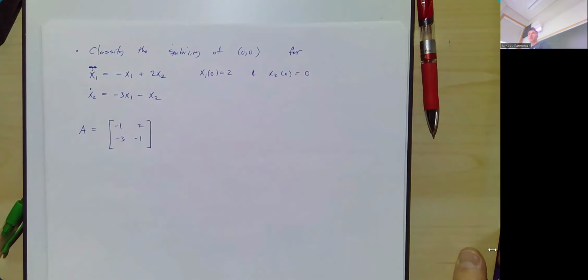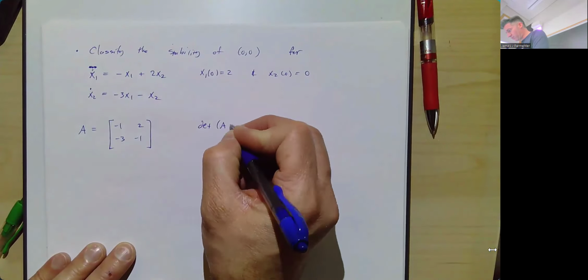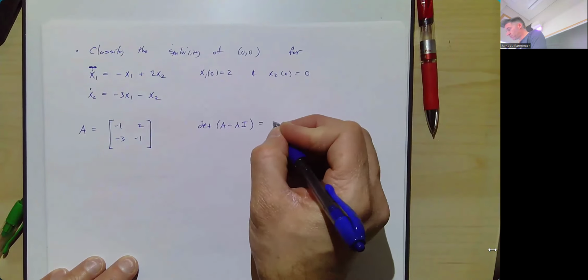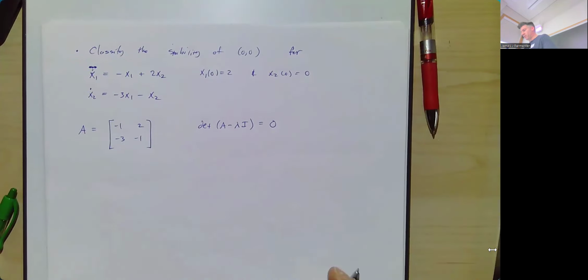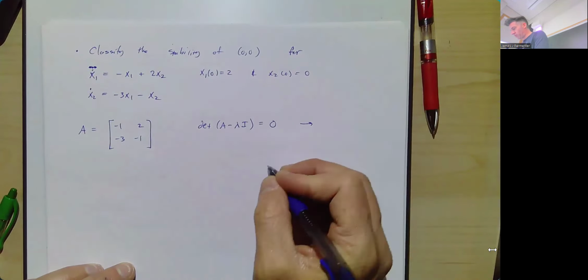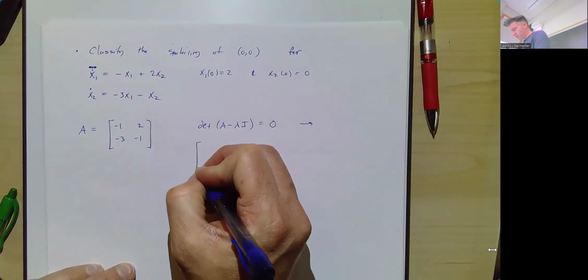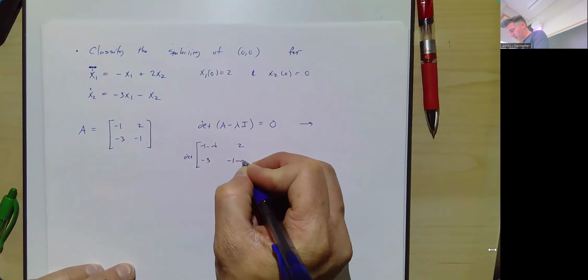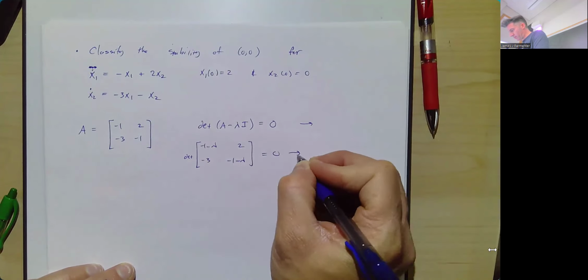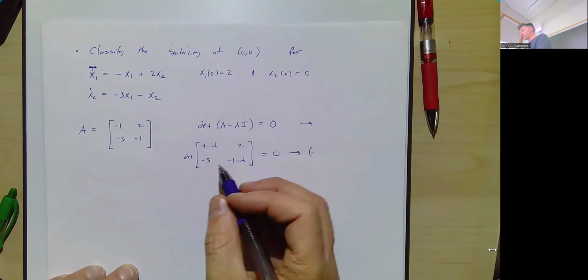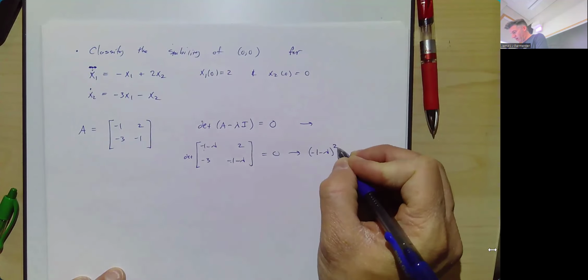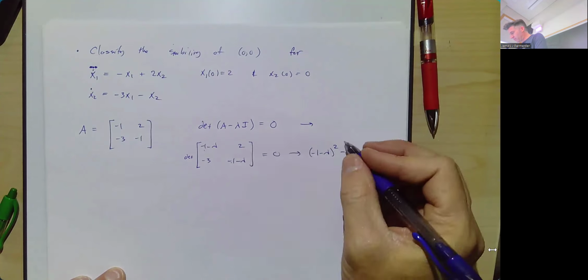By the way, when you solve this determinant of A minus lambda I equal to 0, what you're solving is called the characteristic equation. Not that we need to know that, but it is what it's called. So that's going to be the determinant of negative 1 minus lambda, 2, negative 3, negative 1 minus lambda, equal to 0. Now look here just real quickly. I'm going to get negative 1 minus lambda times negative 1 minus lambda. Let's write negative 1 minus lambda squared minus 2 times negative 3.